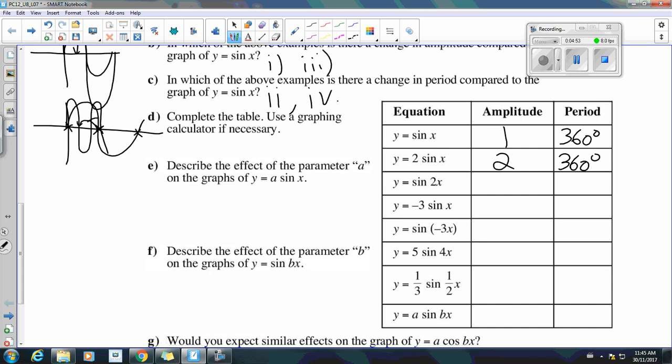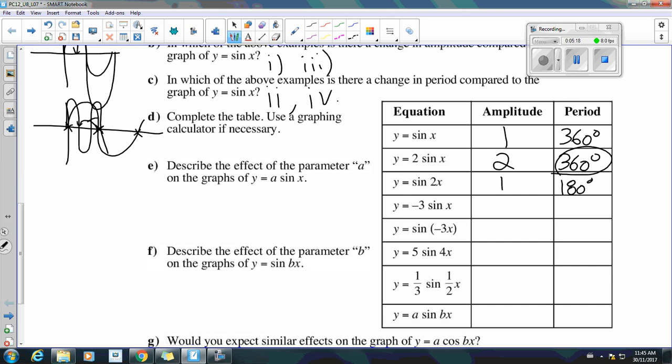Y equals the sine of 2x. Now we have no vertical stretch, so our amplitude is still 1. But now we've multiplied all of our x values by 1/2. That means we start to repeat the cycle in half the amount of time, so our period will be 180 degrees.